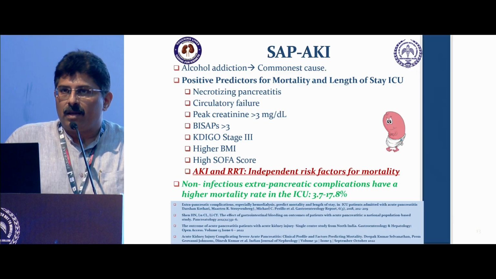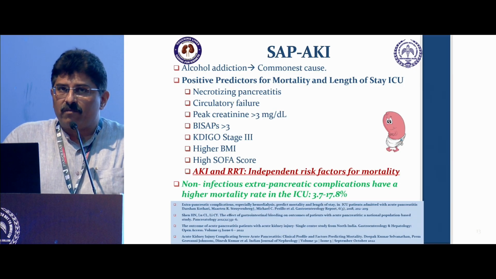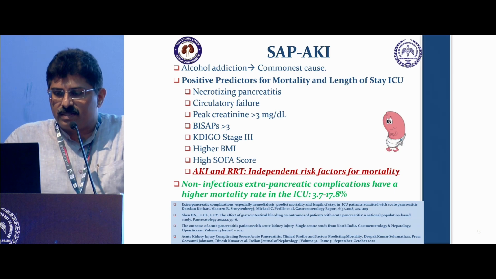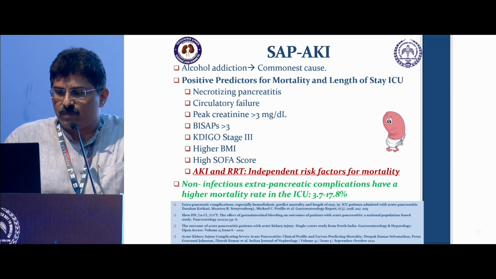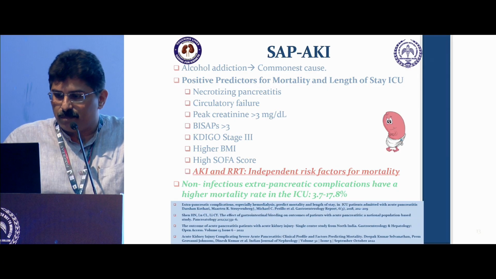the time of presentation. And the second criterion is usually the decrease in urine output, which is less than 15 ml per hour. One thing that does come out is that the non-infectious extrapancreatic complications have a higher mortality rate when added on in the ICU, which accounts for about 3 to 17%.